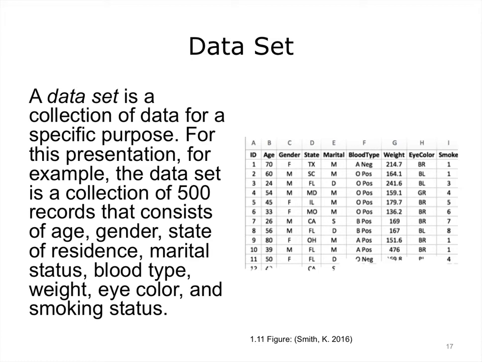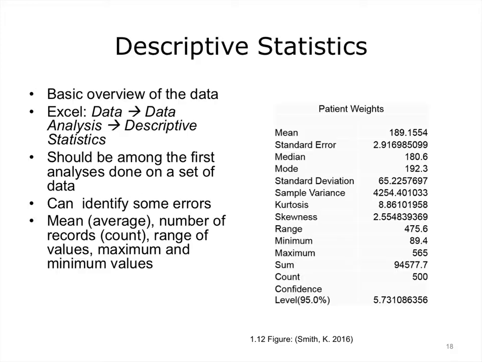A data set is a collection of data for a specific purpose. For this presentation, for example, the data set is a collection of 500 records that consists of age, gender, state of residence, marital status, blood type, weight, eye color, and smoking status.